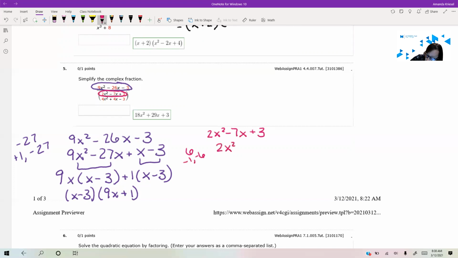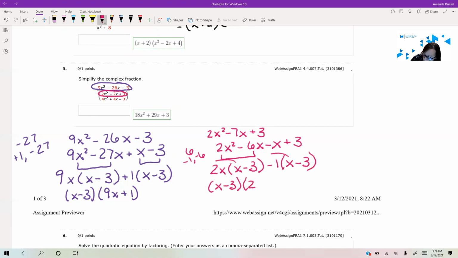So then I have 2x squared minus 6x minus x plus 3. From here, these two have a common factor of a 2x. So then that's going to get me an x minus 3. And then here we have a common factor of, I'm going to take out a negative 1 because then that's going to make this a positive x and a negative 3. And we have that common binomial factor. I take that out of each of these. I get x minus 3, 2x minus 1. Okay, I've got it factored.